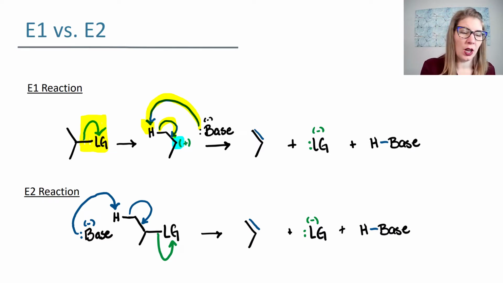For E2, your base is attacking the proton, and those electrons in that bond are swinging around, creating a pi bond and pushing out your leaving group. So your leaving group is leaving. In the reactions I've drawn here, I've illustrated the reaction using the same compounds and drawing the same products, but realistically, when you start looking at examples, it's either going to be the E1 mechanism or the E2 mechanism. So what we need to do is dive deeper into the E1 and E2 mechanisms to figure out which one is going to occur and how that affects what your products look like.